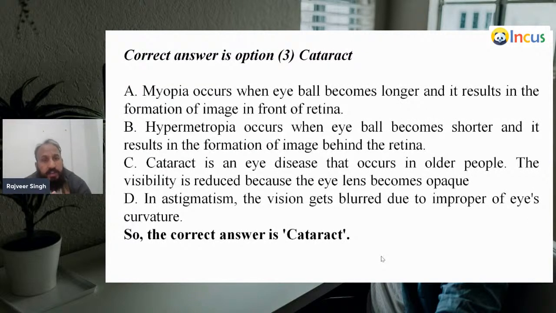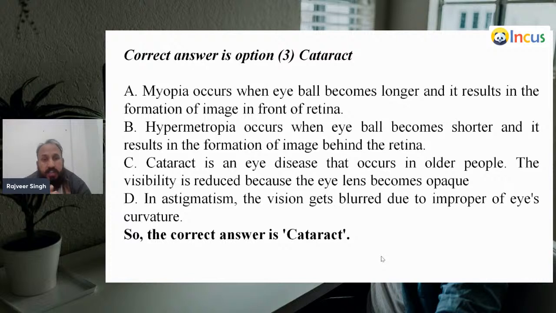First of all, myopia occurs when the eyeball becomes longer, and it results in the formation of an image in front of the retina. Then hypermetropia occurs when the eyeball becomes shorter, and it results in the formation of the image behind the retina. In myopia, the image is in front of the retina, and in hypermetropia, behind the retina.